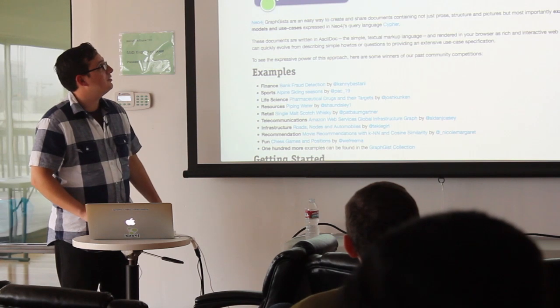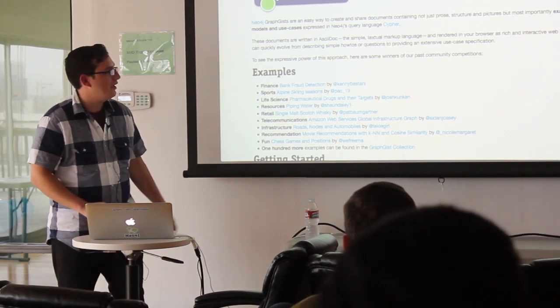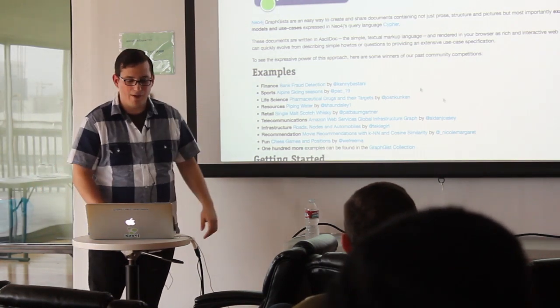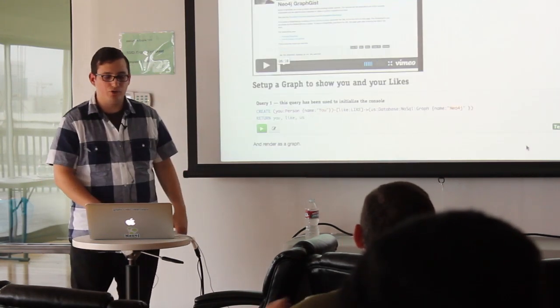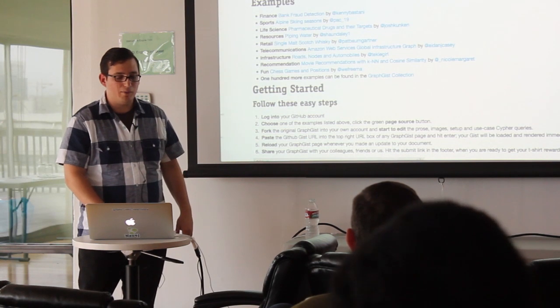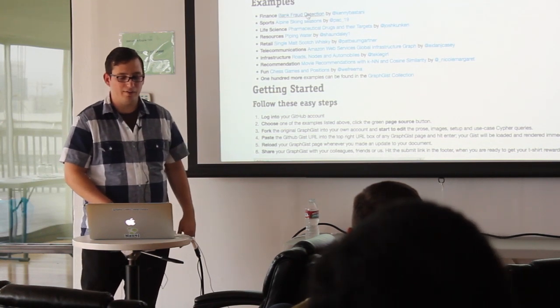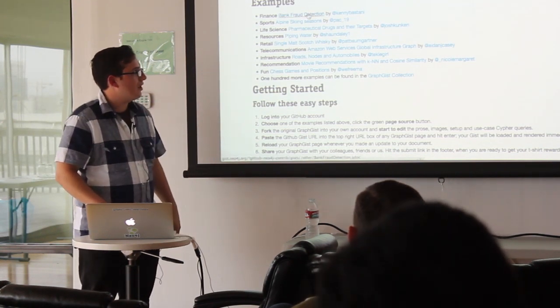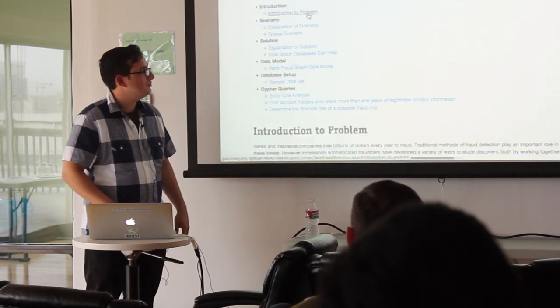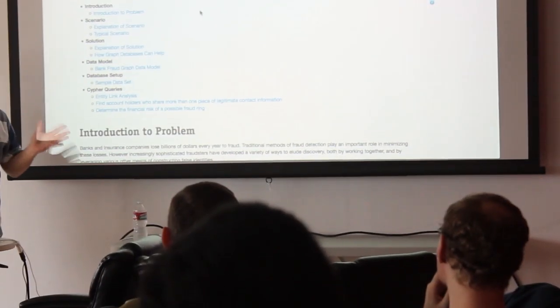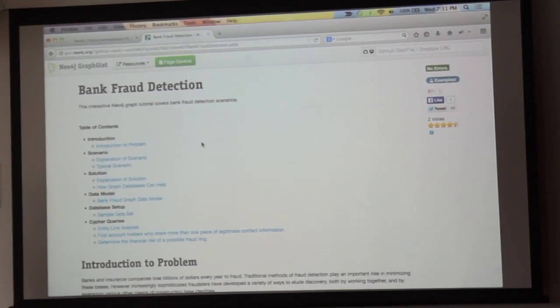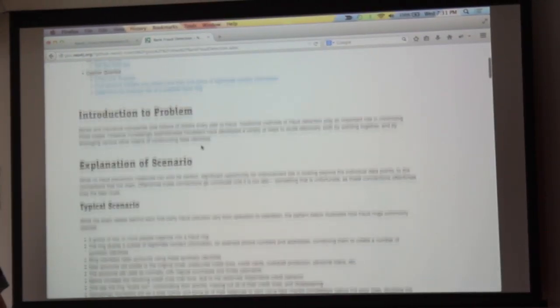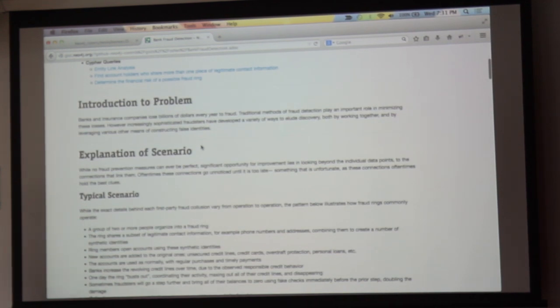So it's at gist.neo4j.org, and here you have a quick introduction. We have a video which shows you how to get started, how do I author a gist, and then we have some examples. So I'm going to show you an example I created on bank fraud detection using Neo4j. And so here's the basic format of a graph gist. So you have some table of contents here. And then you start by introducing your problem. So just a quick paragraph here.